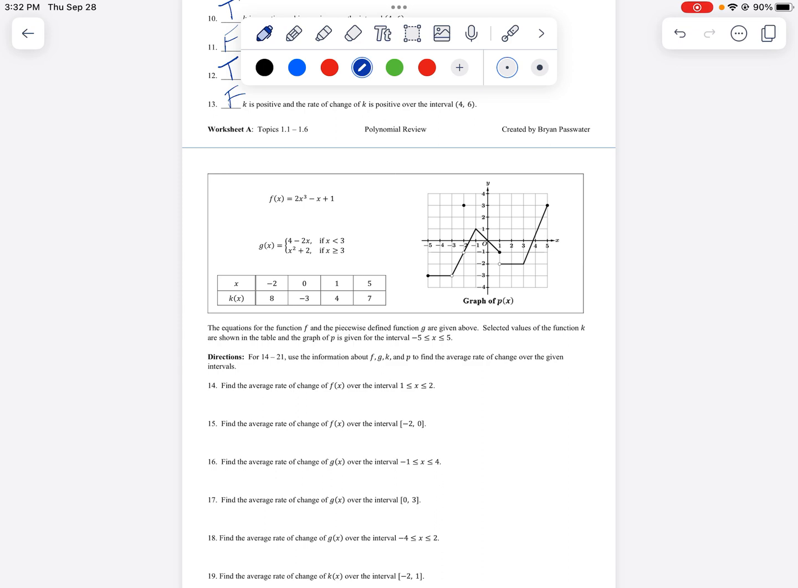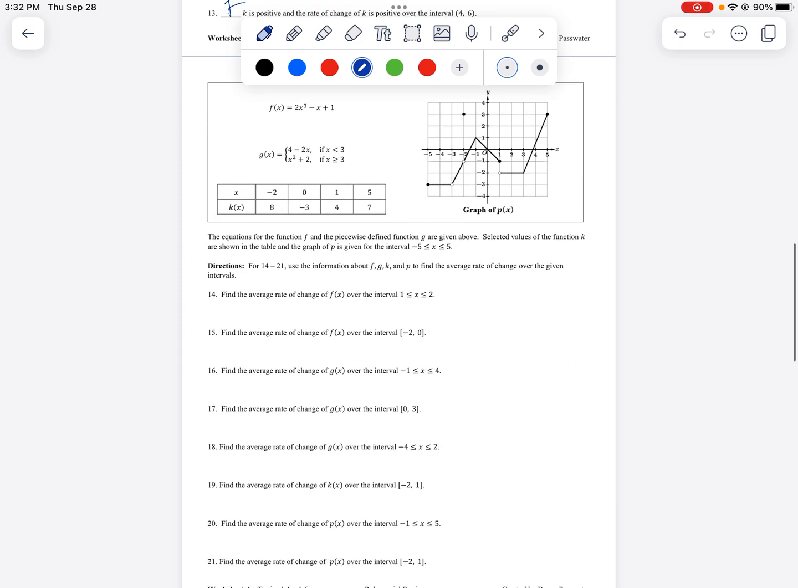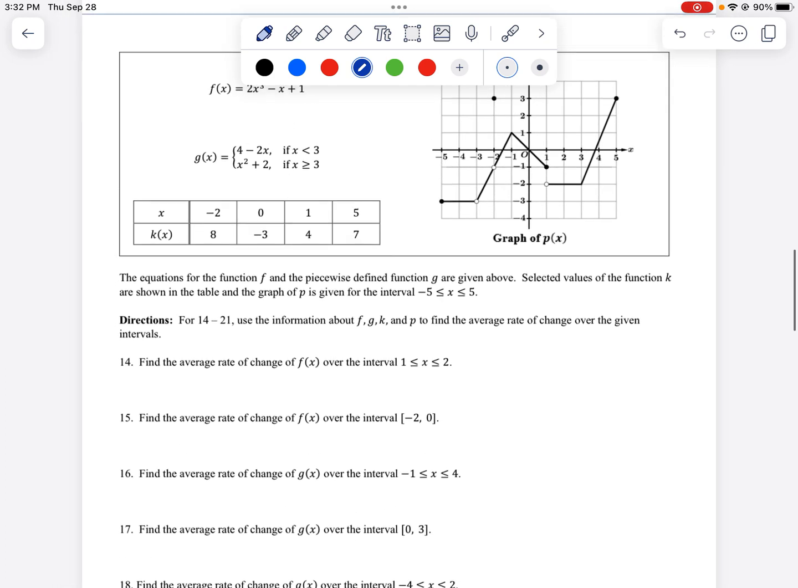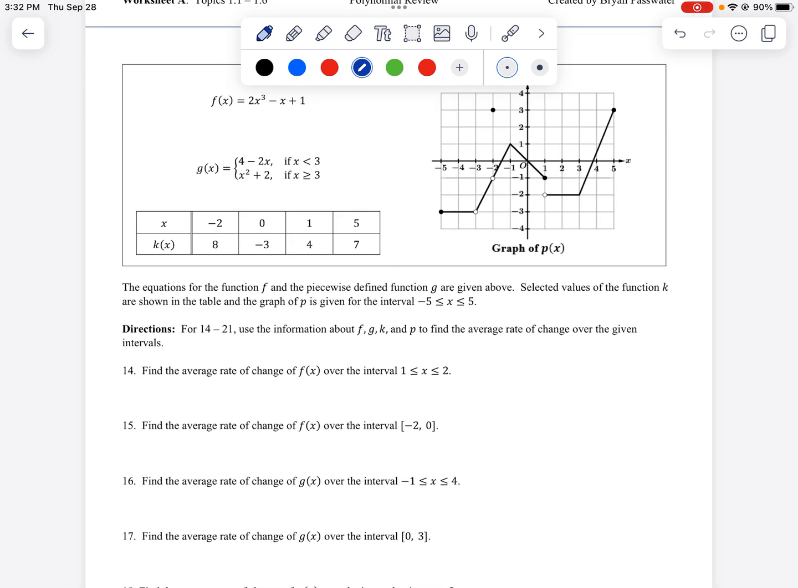All right, and our next one here. Let's see. So we have all 3 of these. Find the rate of change of f from 1 to 2. So f is our first one, so I need to see what's 2 times 1 cubed minus 1 plus 1. What's 2 times 2 cubed minus 2 plus 1. So if I take a look at this here, 2 minus 1 is 1 plus 1.